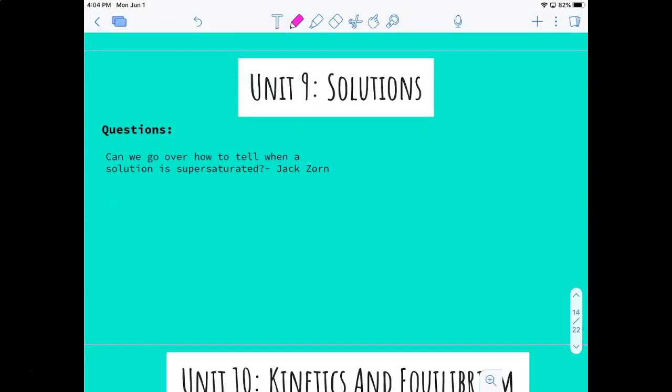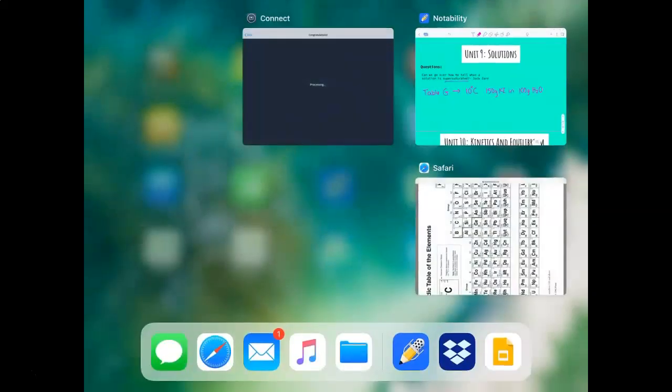Okay, how do we tell if a solution is supersaturated? So there's two ways you can tell. It depends what the question gives you. I'm going to start by showing you how to use table G. Let's say they give you a temperature. I'm going to say it's 10 degrees Celsius, and I have 150 grams of KI dissolved in 100 grams of water. Okay, so they're going to give you a temperature and they're going to tell you how much stuff is dissolved. So I'm going to go to reference table G.